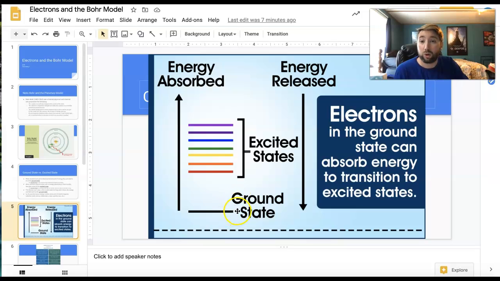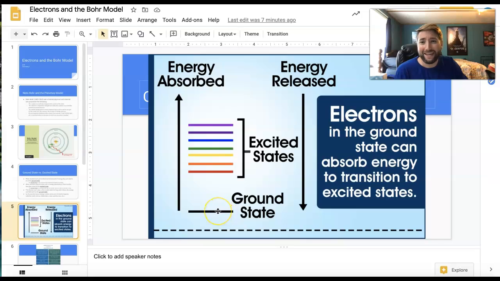Whenever it absorbs some sort of energy, maybe from electricity or from a flame in the form of heat, it's going to jump up to one of these excited states. And these excited states here are showing you the various colors. So let's say that this is an electron that's in the ground state for copper.